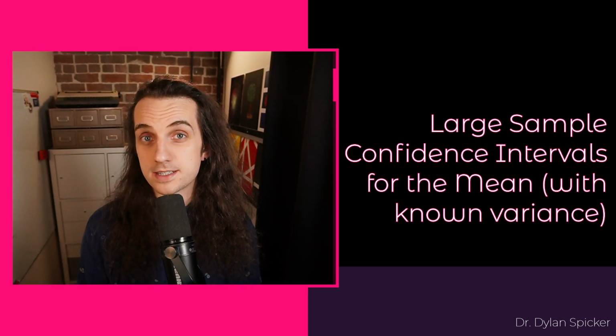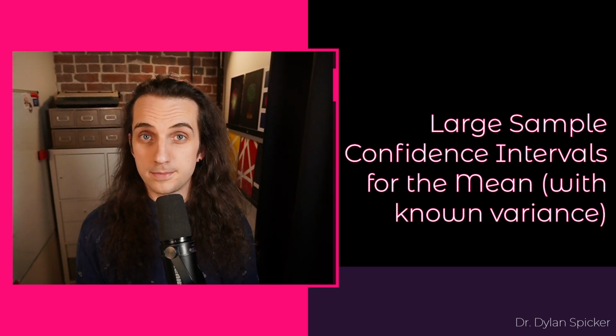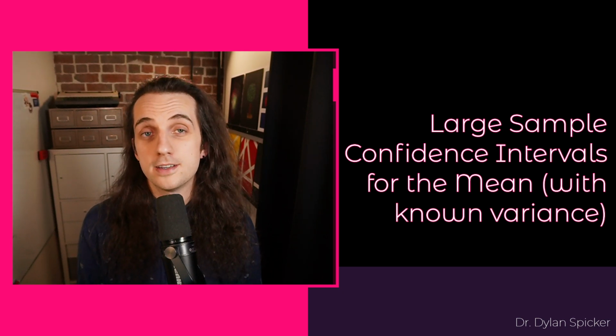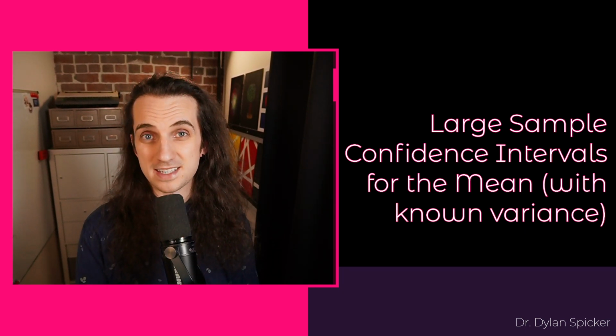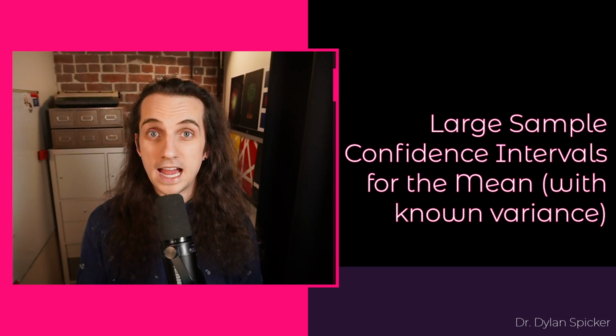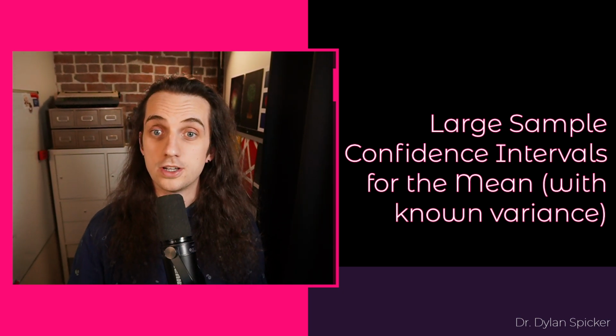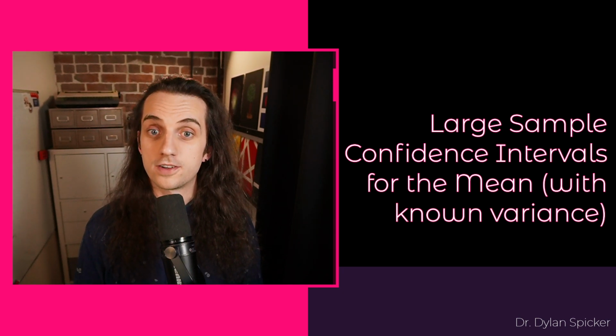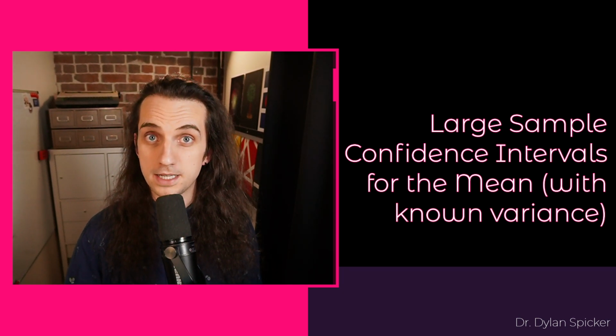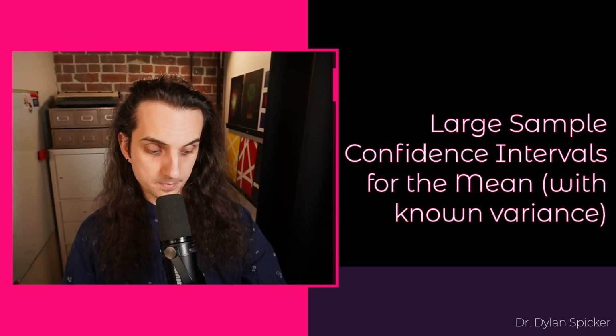And when we're faced with this situation, the main tool that's going to be at our disposal is the central limit theorem. And so by invoking the central limit theorem, we can still say something about the sampling distribution of the sample mean. And using this sampling distribution, we can in turn construct confidence intervals for the mean as we require.